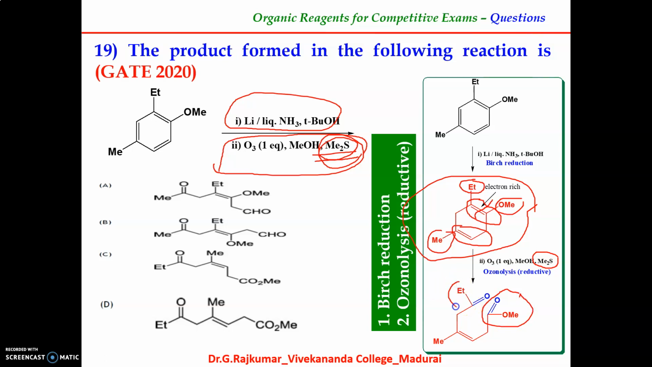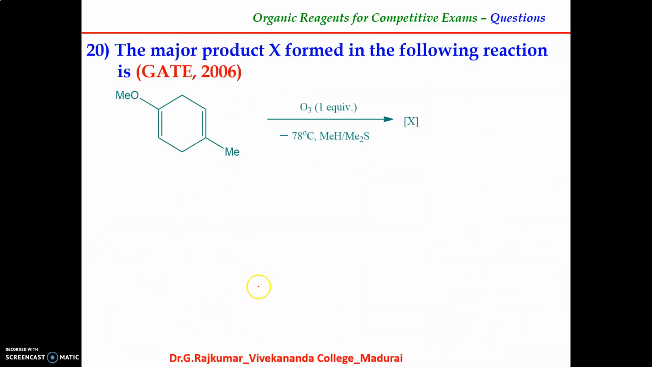Had it been an oxidative workup, so in place of dimethyl sulfide, if it is hydrogen peroxide, then you can get carboxylic acid as a product. Hence, the correct answer is option C.